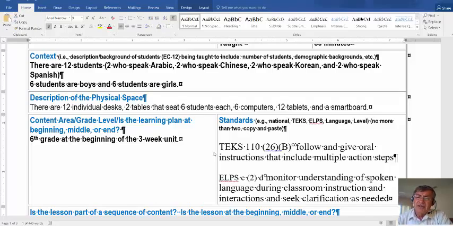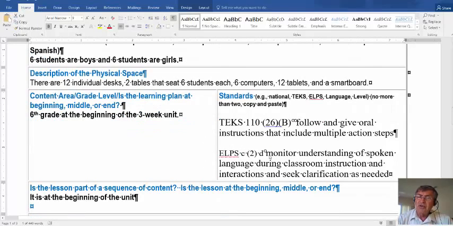The ELPS, section C, number 2, letter D. Monitor understanding of spoken language during classroom instruction and interactions and seek clarification as needed. That's related to the TEKS above. So these are the 2 that you're working with and you're going to do your lesson on. I'm giving you a lot of freedom on coming up with an activity, and you have a lot of freedom as far as your assessments go. I'll give you more about your assessment later.